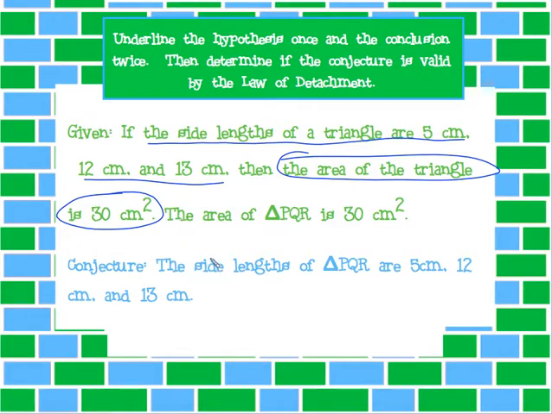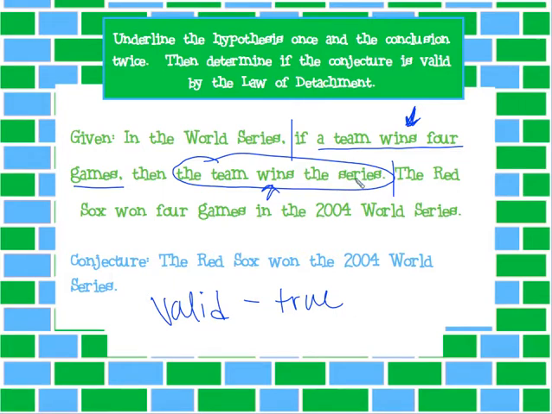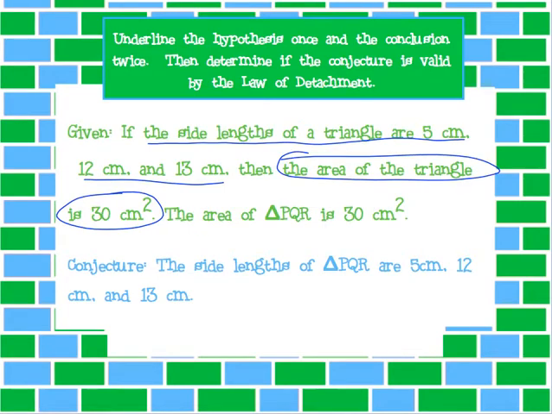Oh, I'm just now reading the directions. I'm sorry, I've messed that up. It doesn't really matter, but I was supposed to underline the hypothesis once and the conclusion twice, so I should have underlined that twice. So let me try this one again.